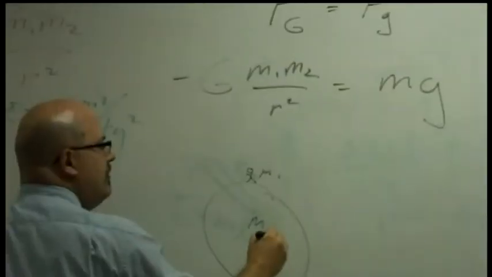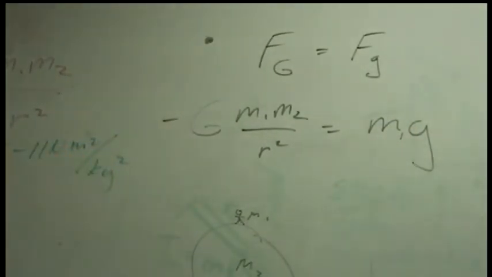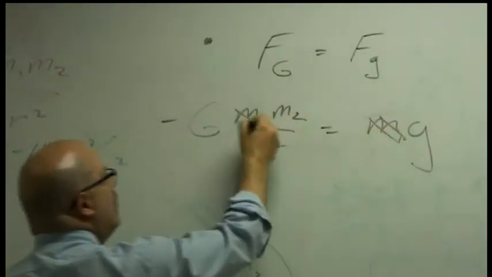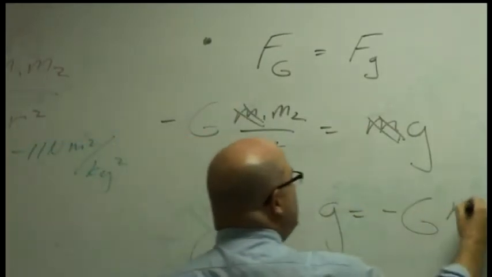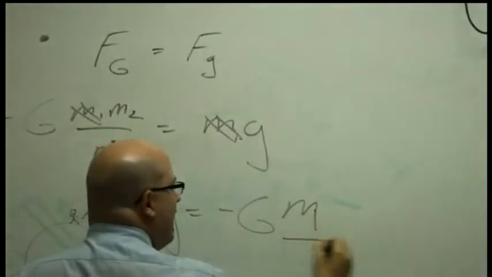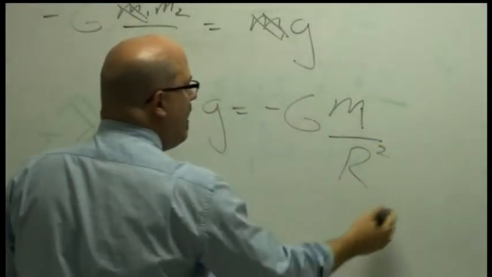Here's the planet, here's you, you're M1, this is M2. So this is M1, your weight. Notice that your weight goes away, and you're left with g equals negative big G, M of the planet, over the radius between the center of mass and your center of mass. Well, your center of mass is so small compared to the planet, we neglect it. And this is just big R, the radius of the planet, squared.